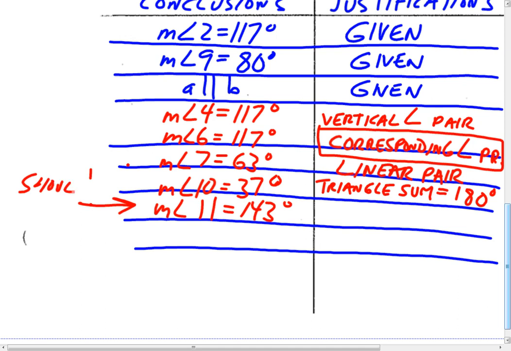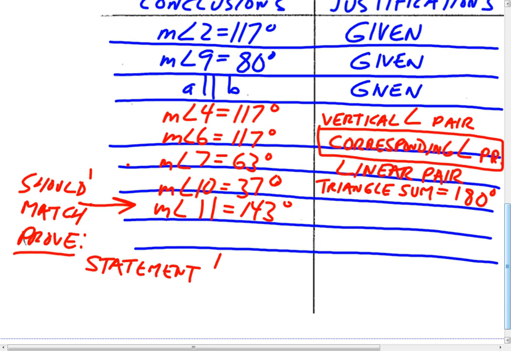Should match prove statements. The last line of your proof better be what you're trying to prove. Why was that 143? Another linear pair?